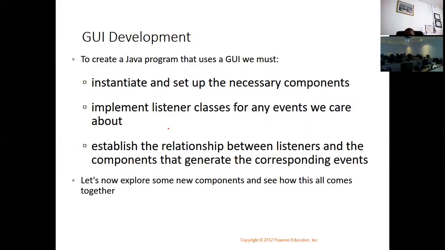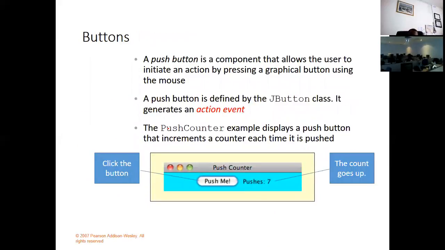So we're going to explore some new components. And here's one, a button. A push button is a component that allows the user to initiate an action by pressing a graphical button using the mouse. The push button is defined by the JButton class, right? And what does it generate? An action event. Good. I put that in red because that becomes important.